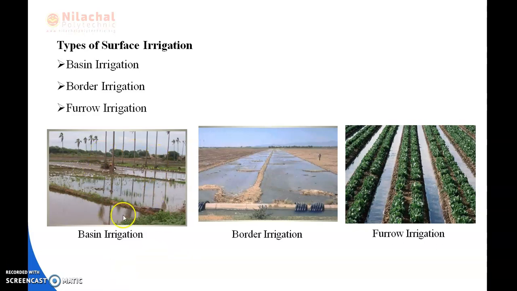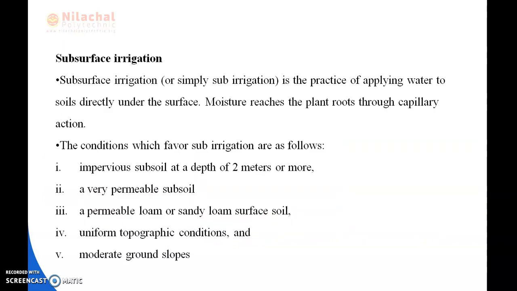This is the basin irrigation and this is the border irrigation where the water is supplied here, and you can see this is the furrow irrigation where the water is supplied in each slope, on each side. Okay, this is called furrow irrigation. So there are three types of irrigation: basin irrigation, border irrigation and furrow irrigation. So next we'll be reading about subsurface irrigation.